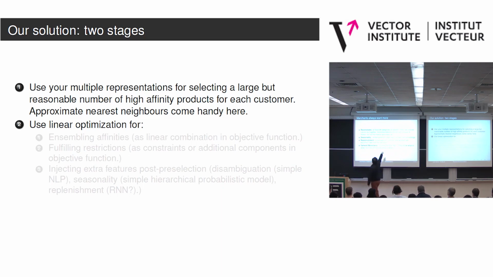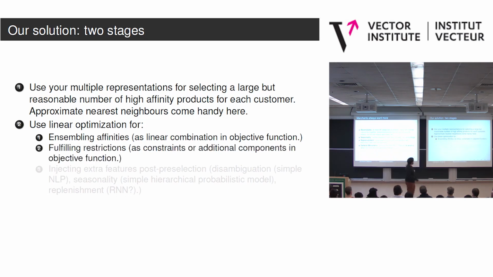And then what we do after that is we use linear optimization. It turns out that most of the requirements here can be described as linear optimization constraints, or they can be described as things that you can put in the objective function of the linear optimization problem for the particular customer. So we use linear optimization for ensembling affinities. We have the 3 representations. We write an objective function that gives different weights to each of the representations for the product for the particular customer.